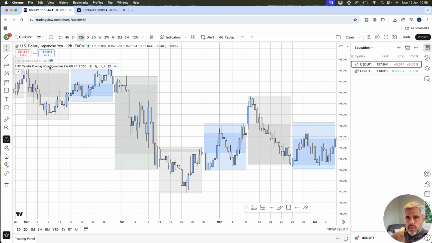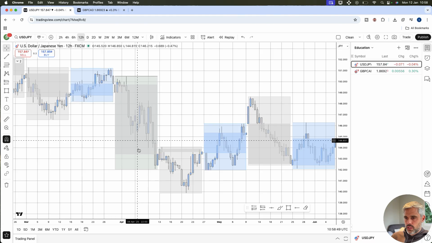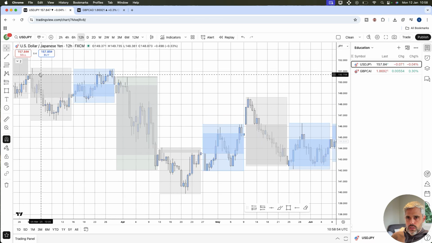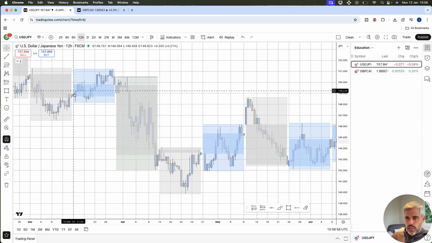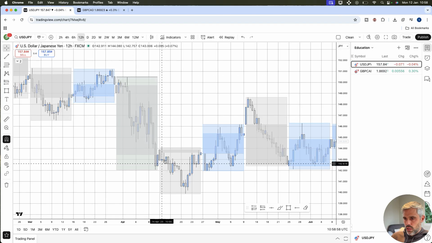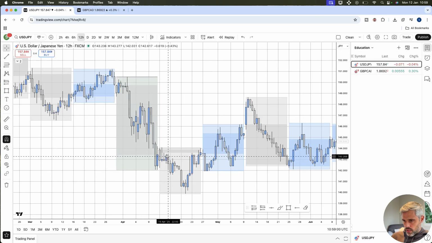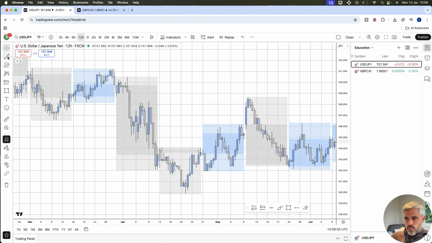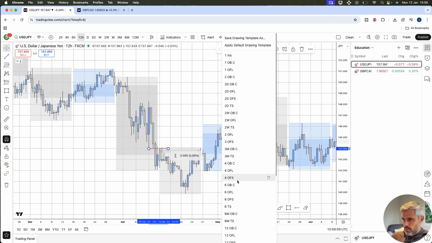So I have an indicator here which is showing me the 2-week time frame behind my execution time frame. So obviously we're looking at swing trades here. So we've got the 12-hour whereby we're looking at this 2-week price action behind the chart. So you can see we had a 2-week candle form here, a 2-week candle form here, sell off, and then we have this shift. So what we see at this point is order blocks being respected.